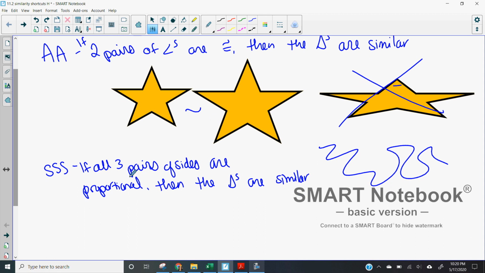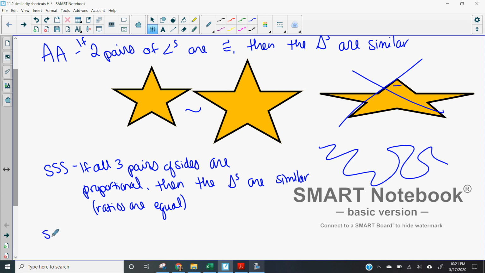Okay, so side works. Now, let me remind you, go back to what you did in 11.1. The sides are proportional if the ratios are equal. So you would be comparing corresponding sides, setting up three different ratios, fractions, and making sure that those three fractions were actually equal to each other.